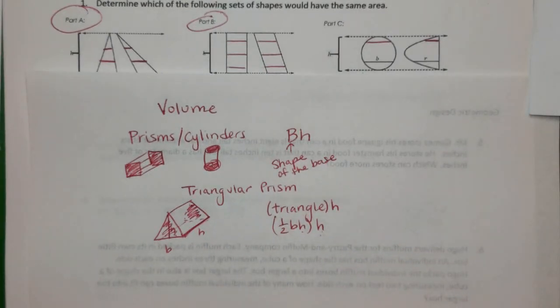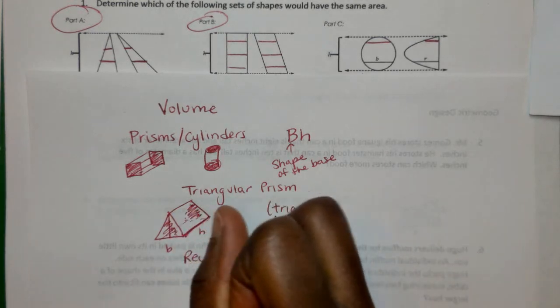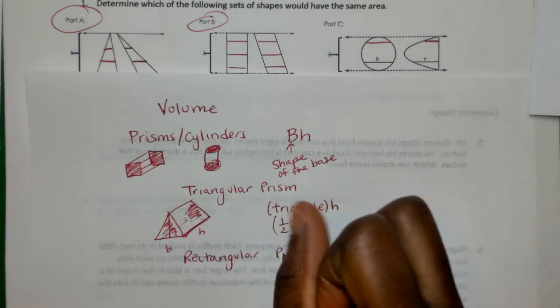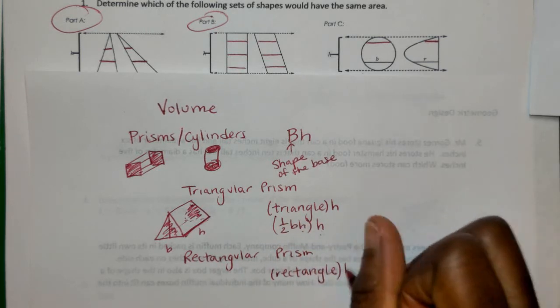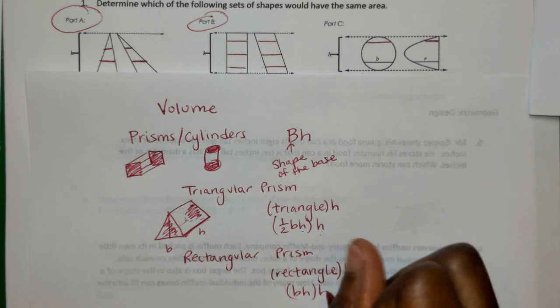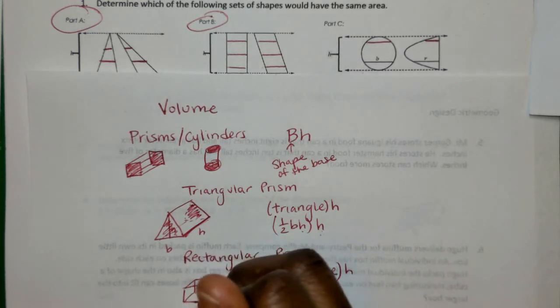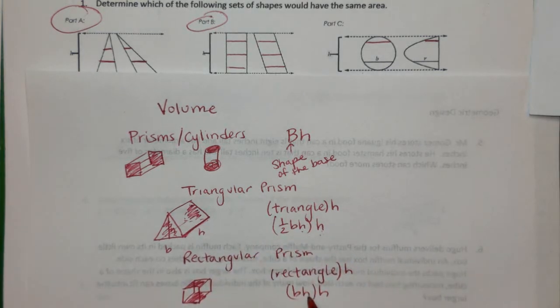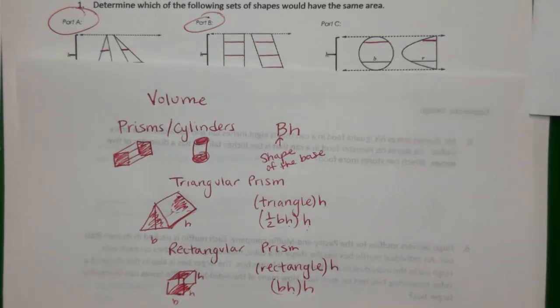If we had a rectangular prism, we would just put in BH for the rectangle formula. So it would be BH and H. And again, those bases could be different. So those heights can be different. So the height here is the height of the rectangle, so the base and the height of the rectangle, versus the height here is the height of the actual prism. And then it could be any base shape.